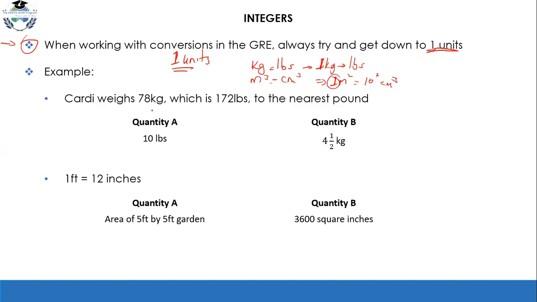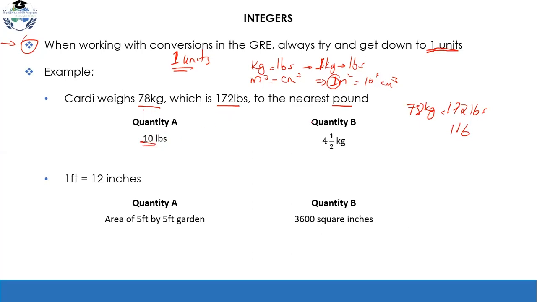So I have an example here for us to work out so we can see what I'm talking about. Cardi weighs 78 kilograms, which is 172 pounds to the nearest pound. You're asked, quantity A is 10 pounds, quantity B is 4.5 kilograms. What you can try to do is find what 1 kg is in pounds, or what 1 pound is in kg. So you're being told 78 kgs is approximately 172 pounds here. What about 1 pound? We'll try and convert these.